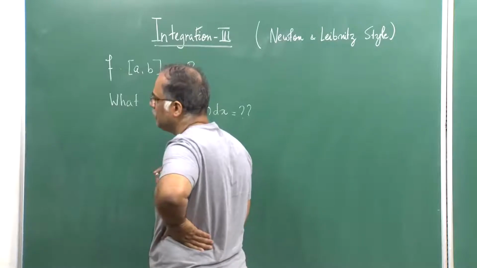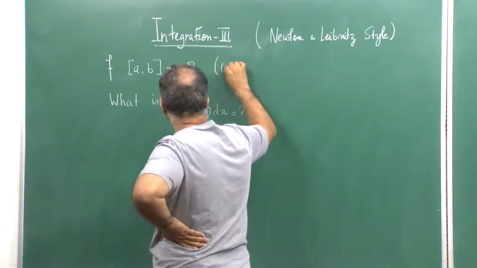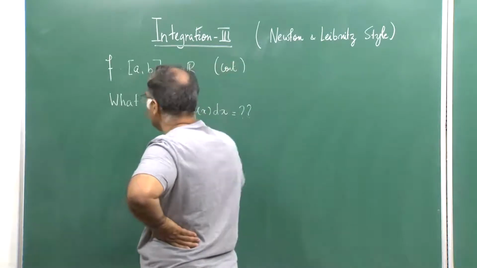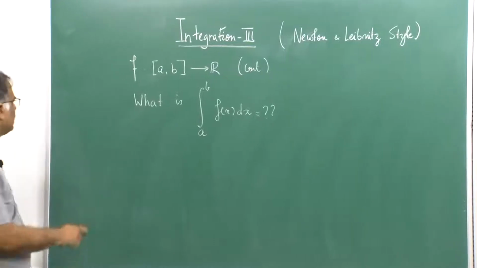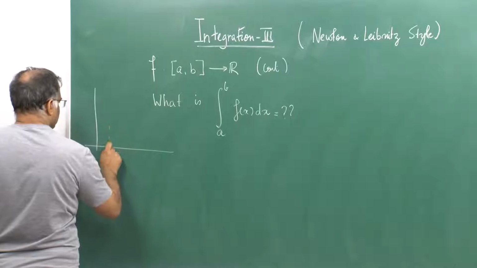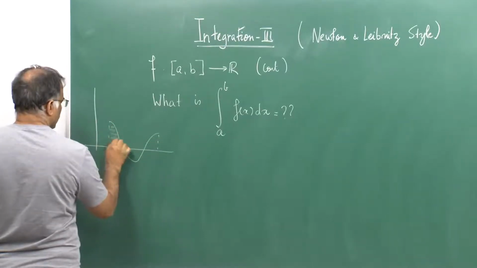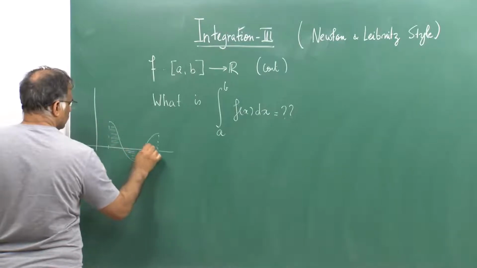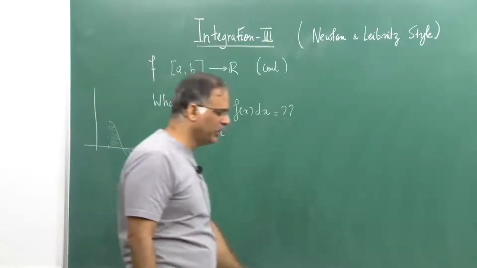So we start with this question: if f is a continuous function, then what is the meaning of this? We are not really bothered with the sign of f at this time. F could be something like this between a and b. So what is the meaning of this? What do you mean by area under the curve?